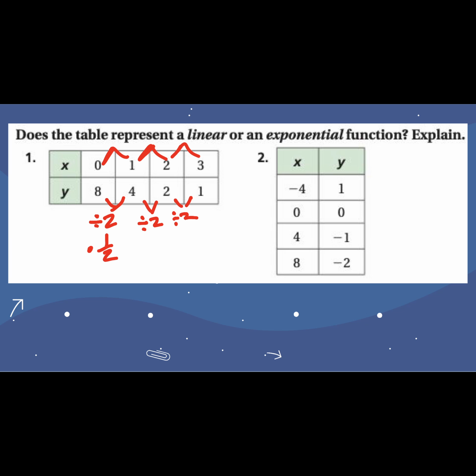Now, to take it one step further, what if we needed to write the equation of this table? Can anyone take a stab at that? You know that A has to be the y-intercept, B has to be a common difference. So what would our equation be?